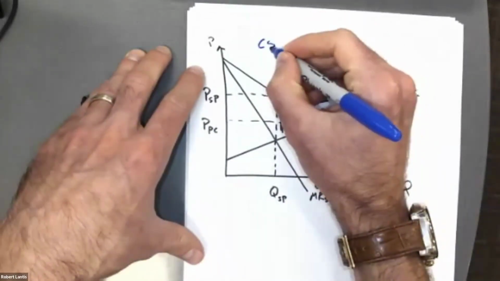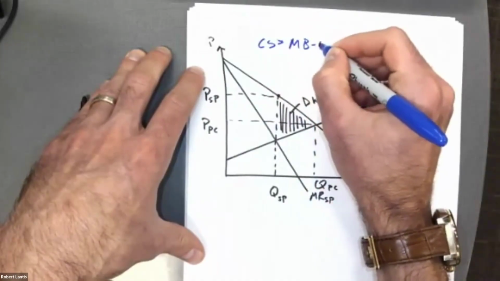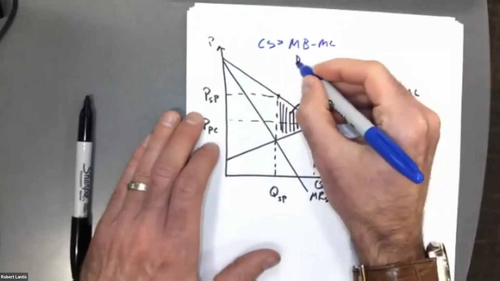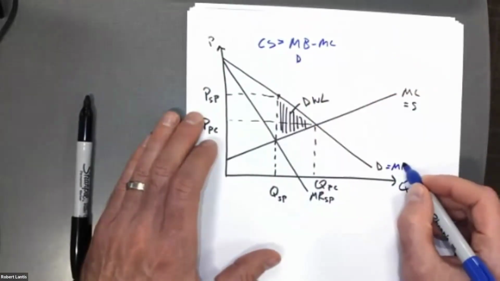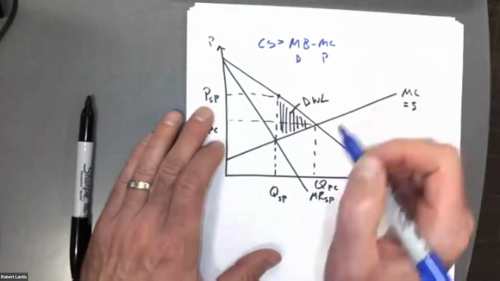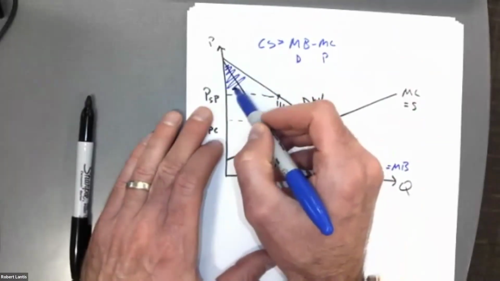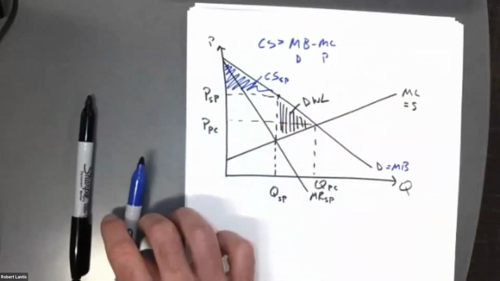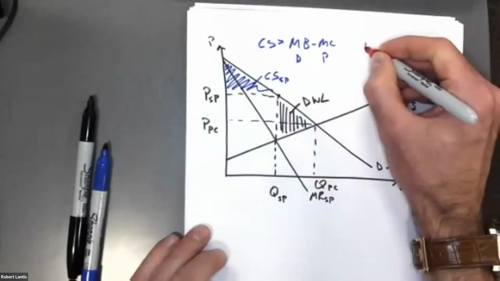Now, if we're thinking about what consumer surplus is, that's the difference between the marginal benefits and the marginal cost to consumers. Well, what is their marginal benefit? It's represented by the demand curve. The marginal cost to them is going to be the price. So the difference between demand and the price, here we had consumer surplus from this single price monopolist.